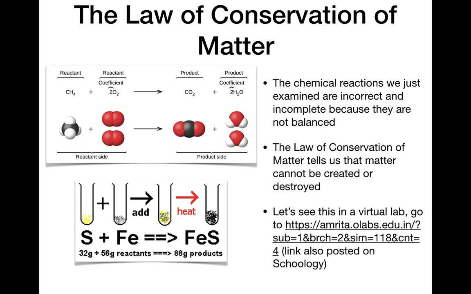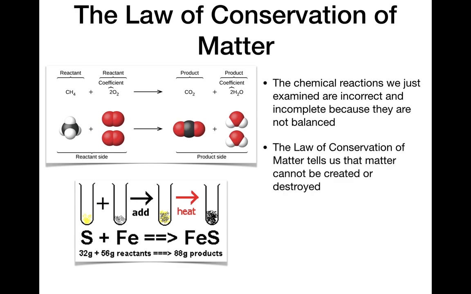So if we look at this reaction here, I have 2 oxygens giving 2 waters, 1 carbon dioxide, and 1 methane. Those coefficients in front, the 2's, are what balance the equation. For example, I have sulfur plus iron: 32 grams of sulfur plus 56 grams of iron gives me iron sulfide, 88 grams. So I'm not losing anything. The matter is all conserved.